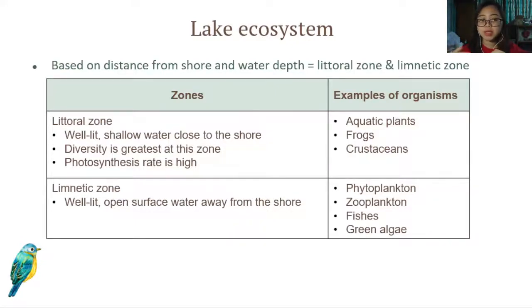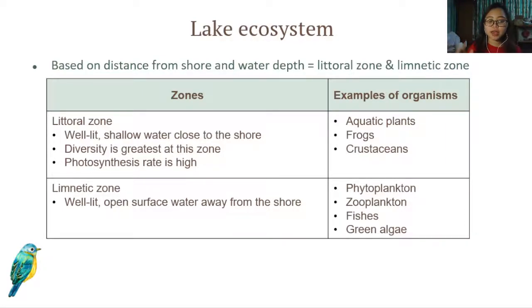Ini lebih dekat kepada tebing, dia cetek. Diversity is greatest at this zone and photosynthesis rate is high. So sinilah kawasan yang kamu boleh jumpa paling banyak diversity dari segi organism kita. So contoh organism yang kita boleh jumpa di sini, aquatic plants. So segala teratai dan apa segala bunga-bunga aquatic, okay, tumbuh-tumbuhan aquatic biasanya kita akan jumpa di kawasan littoral. And we also find lots of smaller organisms that thrive in this environment as well, such as frogs, crustaceans, and even small fishes in these areas.